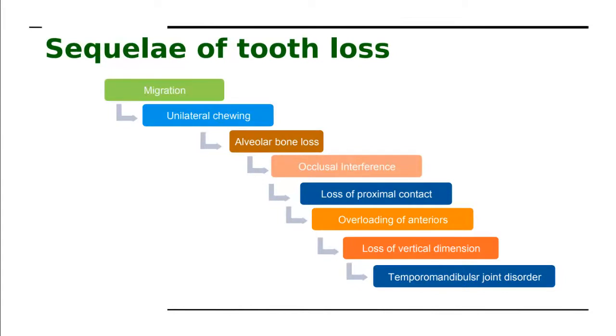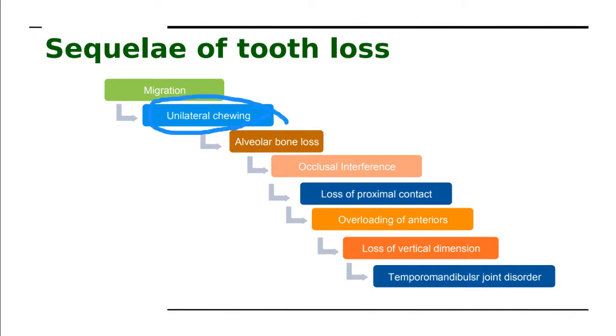Now let us see the sequelae of tooth loss. It starts with the loss of teeth, or a single tooth: the adjacent teeth tend to migrate into this edentulous area. So there will be some kind of malocclusion happening on one side, and the patient tends to start chewing only on one side. So there is unilateral chewing.